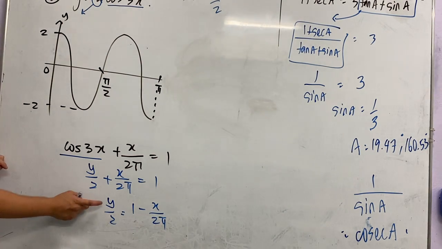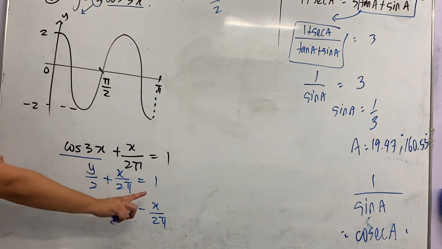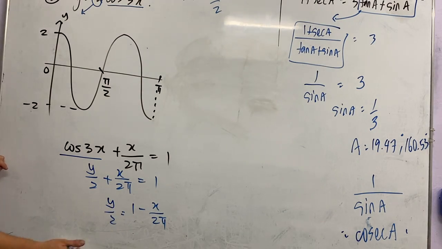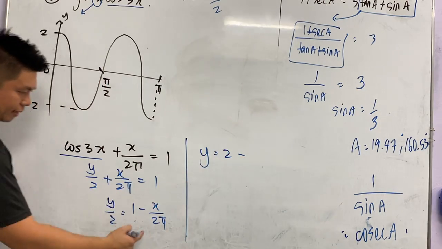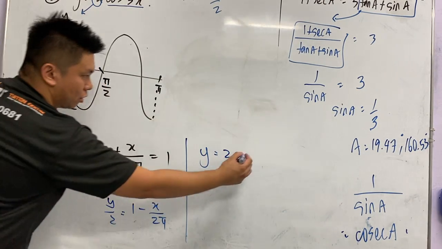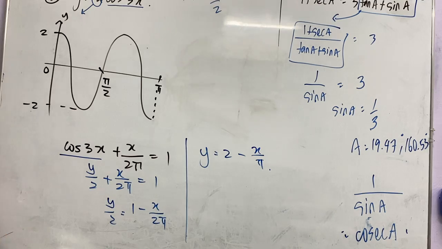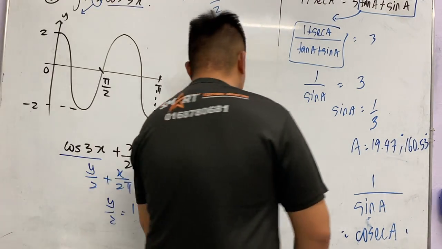Lepas tu I nak compare dengan y ke depan. So 2 kena pindah sebelah. So multiply by 2 everything. So what do you get here? For y equals to 2 minus, 2 dengan 2 hilang, so dapat x over pi saja. Dapat faham? Yeah. Okay. Dapat, this is your straight line equation.